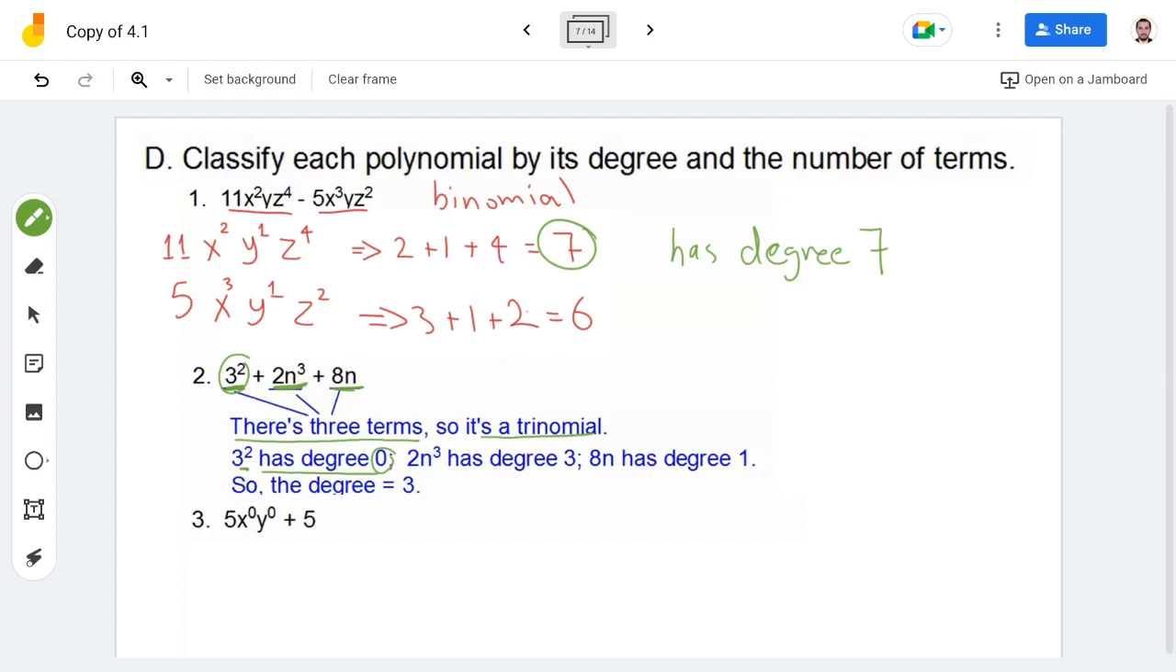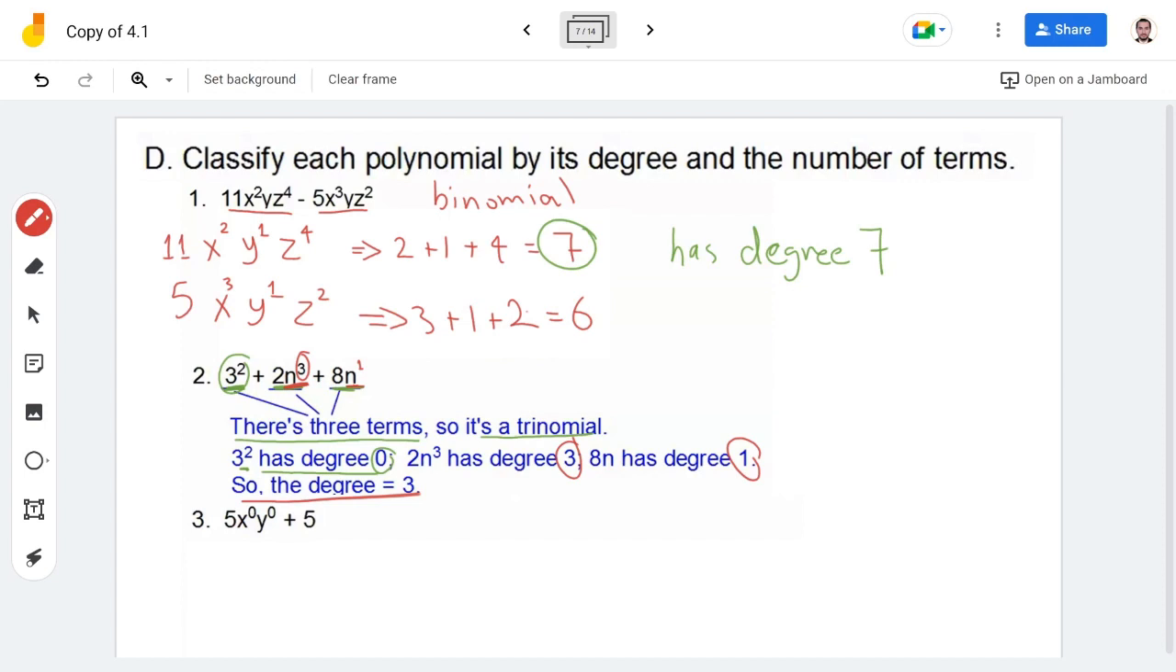As you can see in the second term, it's n to the power of 3, so degree of 3. Here, this one is n to the power of 1 and has degree 1. So what is the highest degree? Is it this one or this one or this one? It's this one. So now the degree is equal to 3.